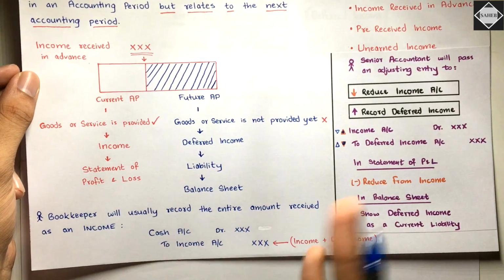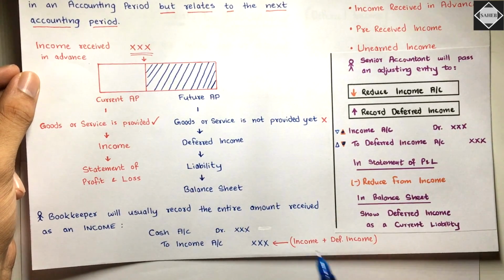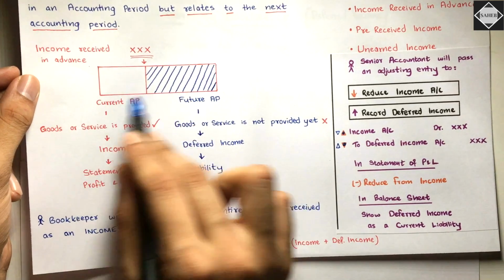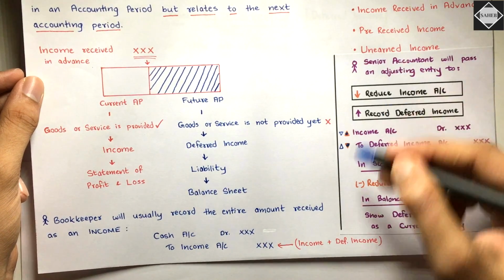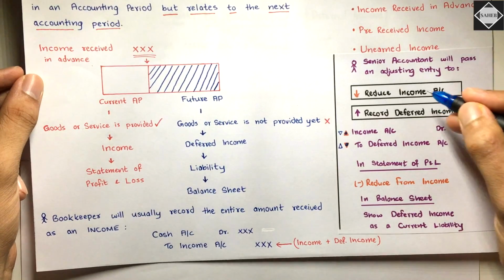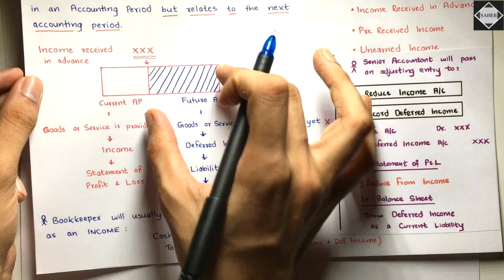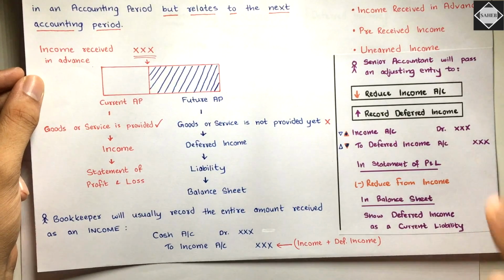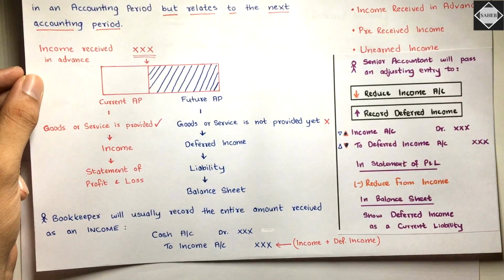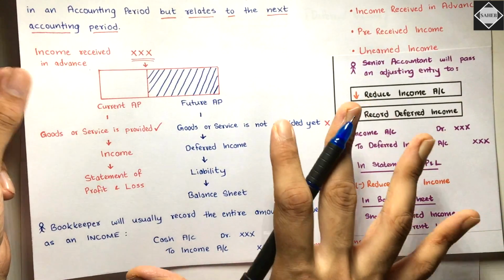In that case, at the end of the first accounting period, there was income as well as deferred income, both the elements, right? So we had to do this adjustment: reduce the income account by the portion of deferred income and record that much as deferred income. This is what we did, this adjusting entry, right? This was the first case.